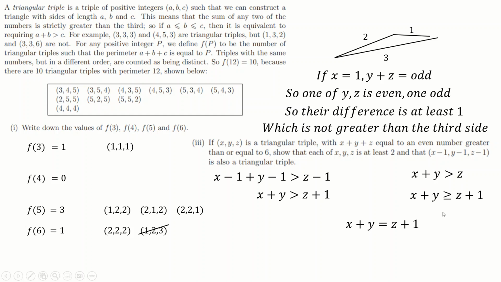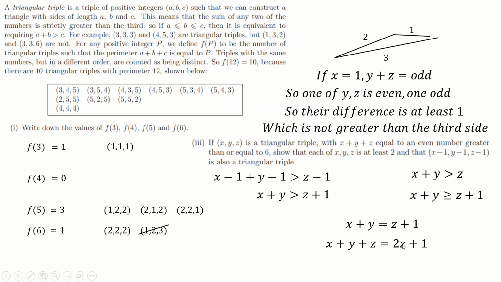Now what I want to show is that it's still not equal to, because if I just showed that this wasn't equal to, then I know this would be true, because this is just this without the equal sign. And if this is true, then I've got what I want. So let's show that this can't actually be equal to this. And there's a really nice trick here, which is just add z to both sides. And now this is the perimeter, but the perimeter is said to be even.